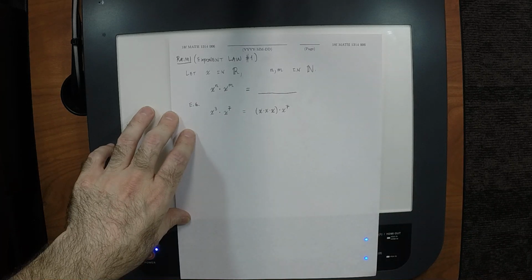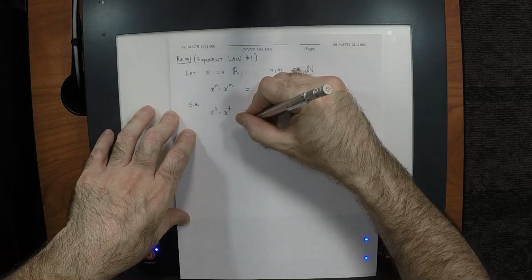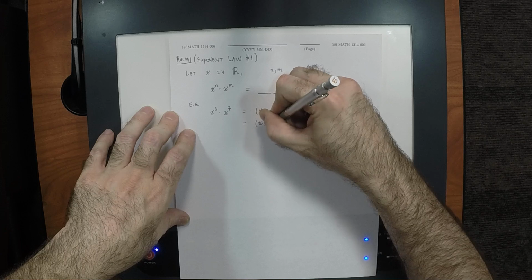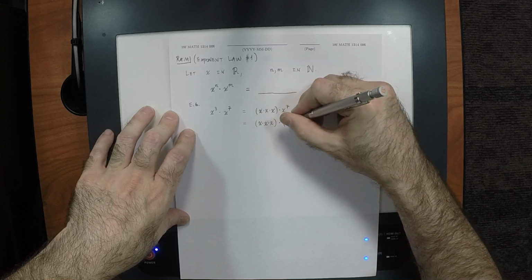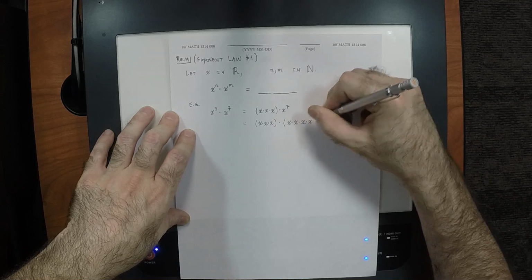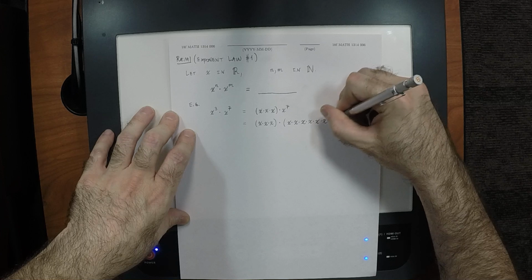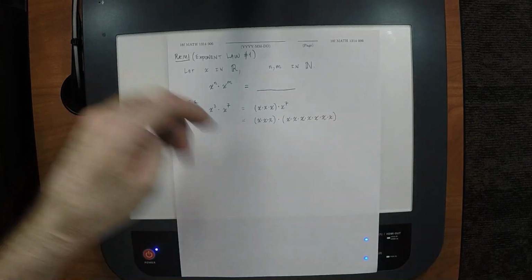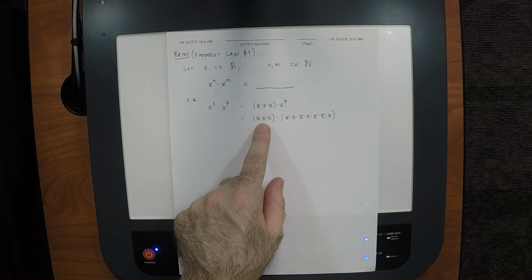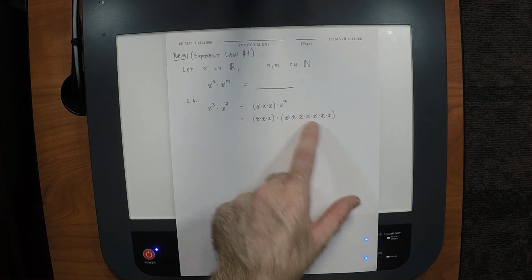Okay, and then, well, we've got an alternative way to write x to 7 also, so I'll do that. So this would be x times x times x, like that, and then times x times x times x times x times x times x times x. Wow, okay. So in the first group, we've got 3 of them, and then in the next group, we've got 7 of them.